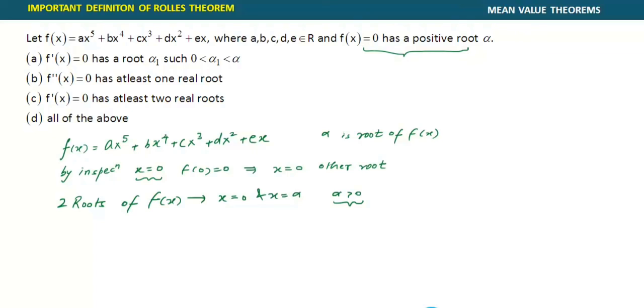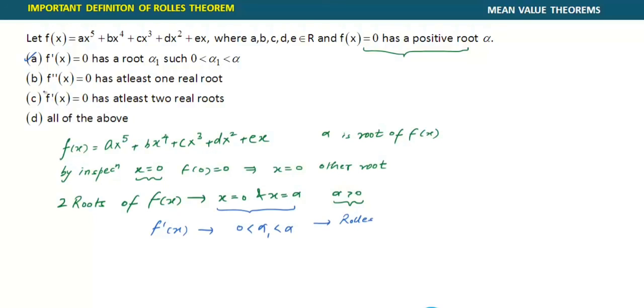Now coming back, the first option says f'(x) equal to 0 has a root alpha 1 which lies between 0 and alpha. By this, that the roots are 0 and alpha of f(x), I can easily say that f'(x) will have a root, let's say alpha 1, which will lie between 0 and alpha. This is what we just studied, the Rolle's theorem. So this A option is correct. Since D option is having all of the above, we need to solve for the others also.